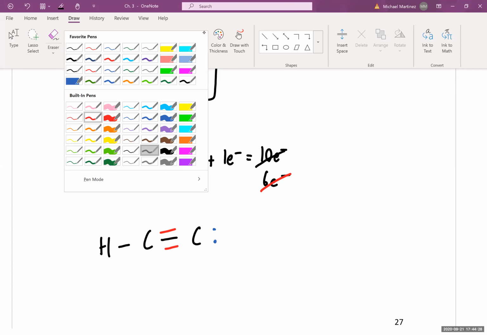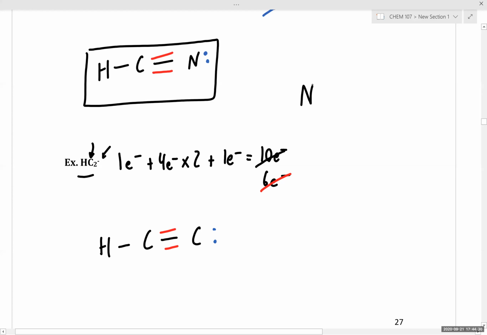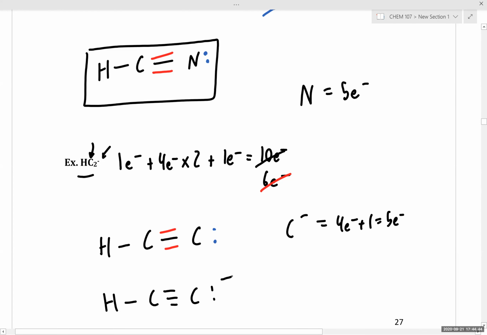If you're drawing the structure by analogy, you may notice that nitrogen has five electrons, and carbon minus has four electrons plus one. It also has five electrons. This is going to be a bit of a precursor here to our formal charge assignments, but yes, the carbon does have a negative formal charge.